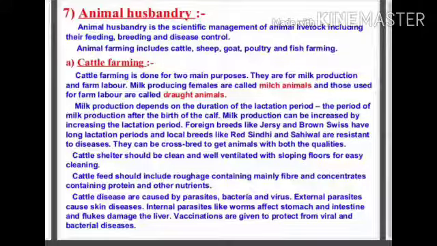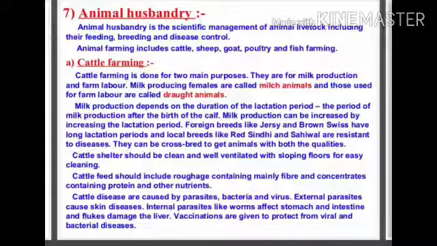Cattle farming is mainly done for two purposes, either for milk production or farm labor. Milk production animals are called milch animals, and those for farm labor are called draught animals, like horse. Now, milk production of a cow or other milk animals depends upon the duration of lactation. After the birth of a calf, milk production can be increased by increasing the lactation period. This is mainly done by breeding between different varieties of cows. This increases the lactation period as well as produces adaptability and resistance to diseases.